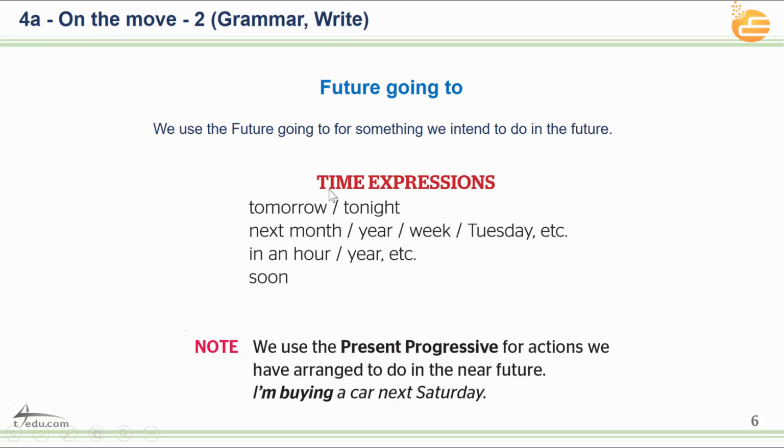The second thing, the time expression with the future. With the future, there are many time expressions. For example, tomorrow, tonight. Okay, so I will do this one after 2 hours. It is tonight, but it's after 2 hours. Okay, and next month, next year, next week, next Tuesday, etc. So you have to say next. Next, it's coming, so it's in the future. In an hour, in a year, in a month, and so on.